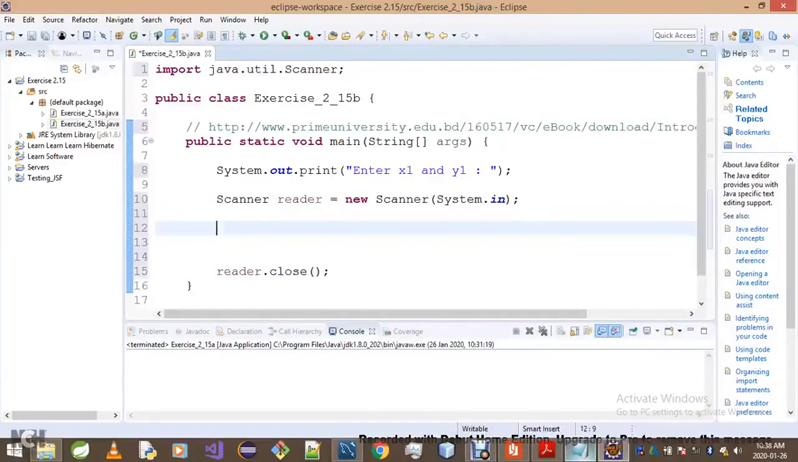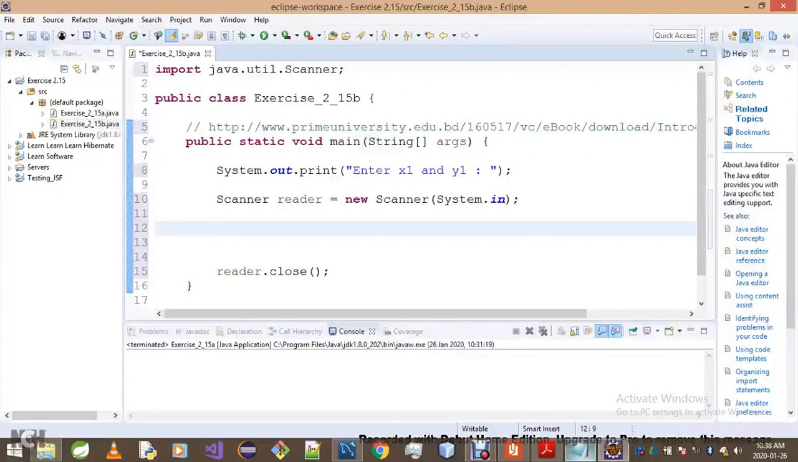closing your scanner is something your program can work without. However, it is good practice to close it once you're done with it. If you don't, you're going to get these annoying warnings. I really hate a class with a warning. I cannot stand that, so I always recommend people close their scanner.